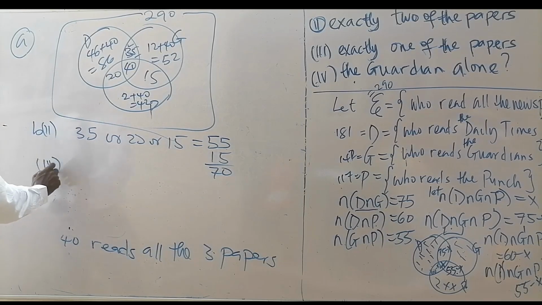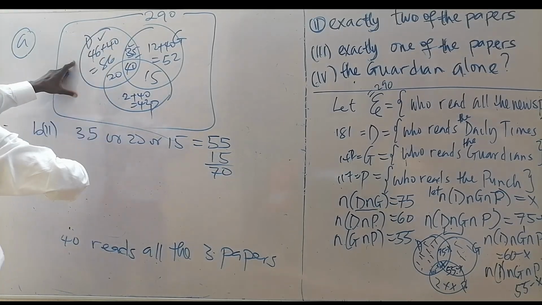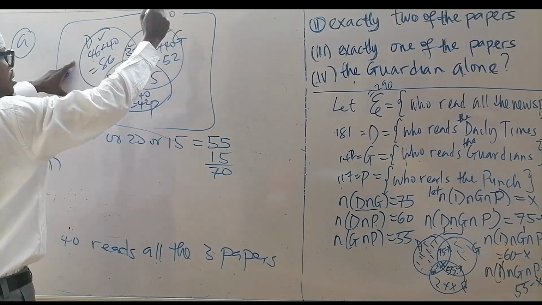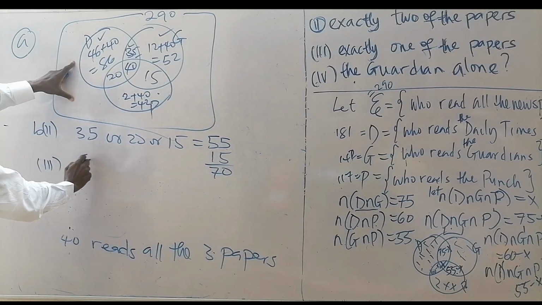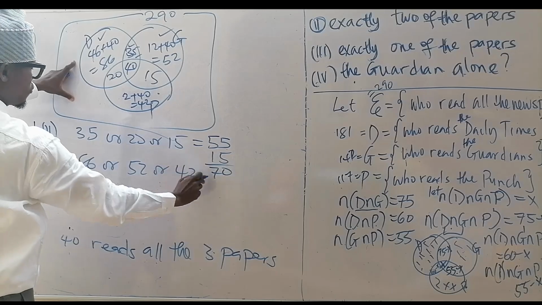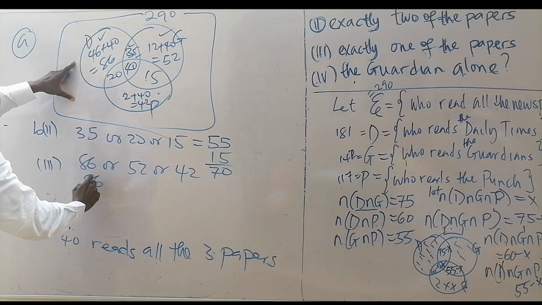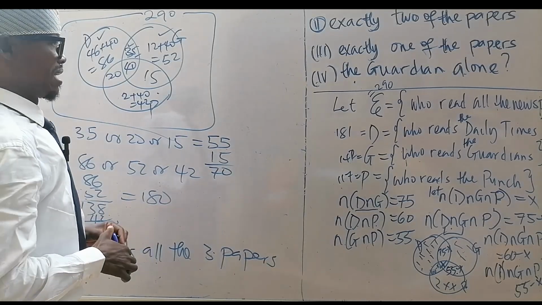Then B3, exactly 1 of the papers. It could be Daily Times only, it could be Guardians only, and it could be Punch only, which is 86, or 52, or 42. So add them together, and that will be 180, or exactly 1 of the papers.